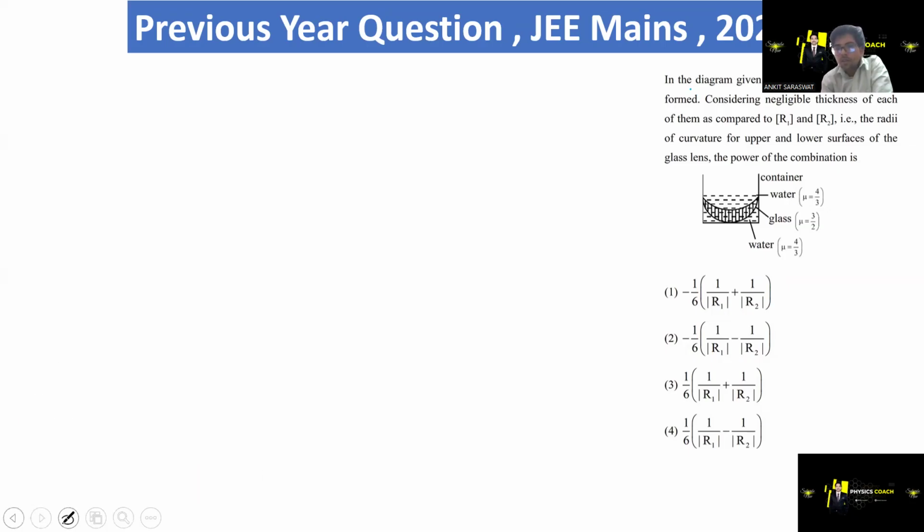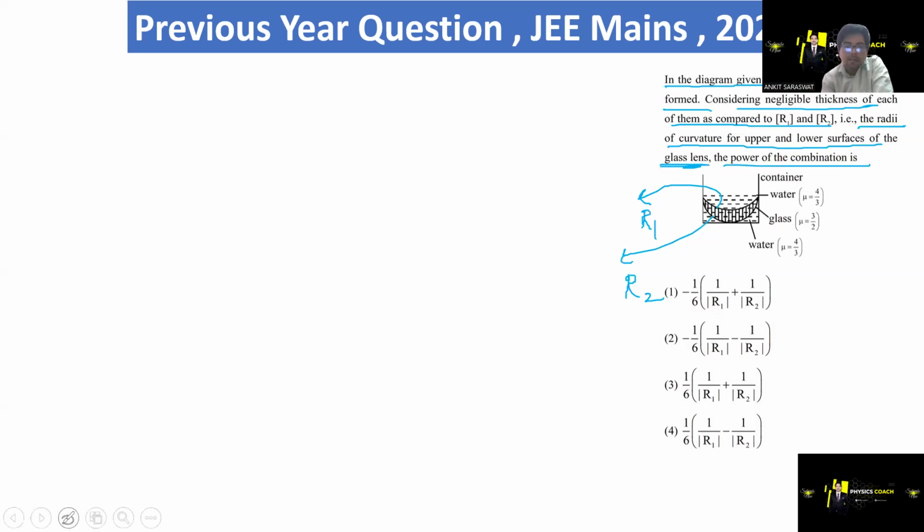Let's look at this question. In the diagram given below, there are three lenses formed. Consider negligible thickness of each of them as compared to R1 and R2. What is R1 and R2? R1 and R2 are the radius of curvature for upper and lower surfaces of the glass lens. Okay, so this is R1, this is R2. As per the question, the power of the combination.